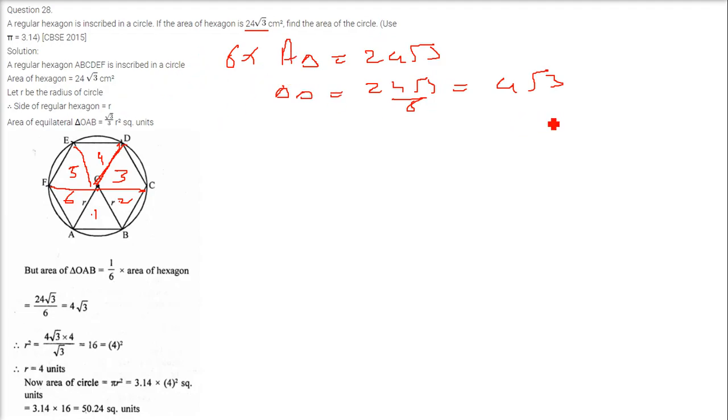Now, as I said, this triangle is an equilateral triangle. So in order to find the side, we know that the area of the triangle is what?